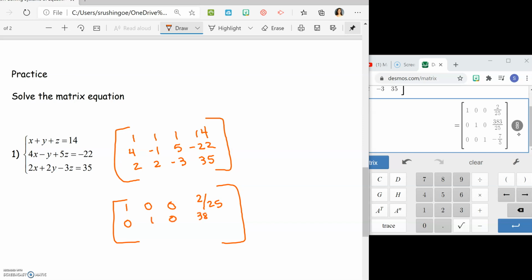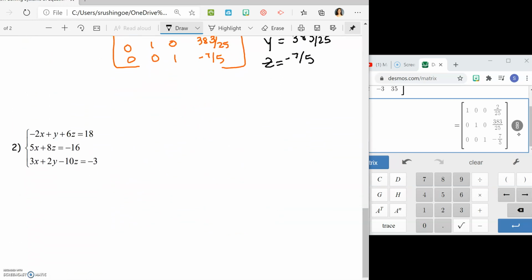So you can see our diagonal of 1s, which means we have a solution. So the x is 2 over 25. The y is 383 over 25. And the z is -7 over 5.